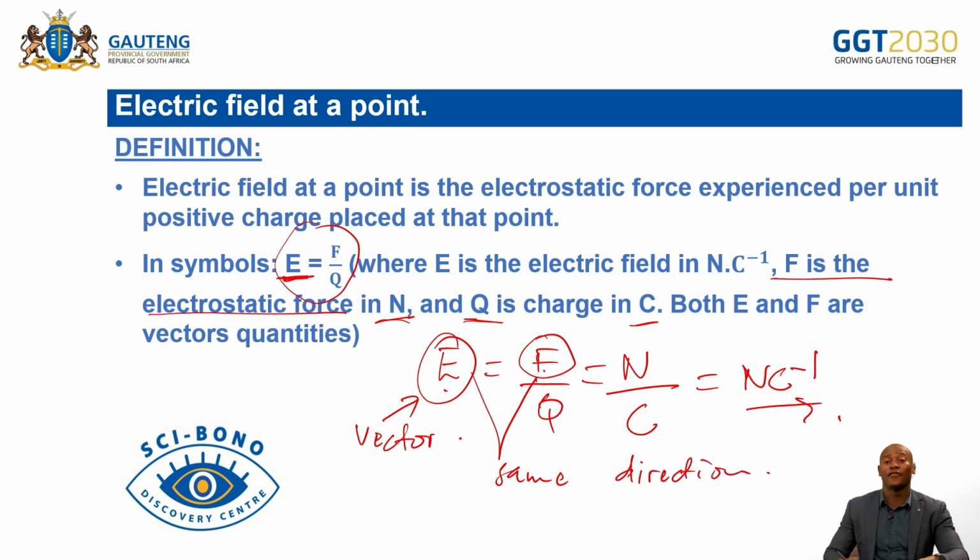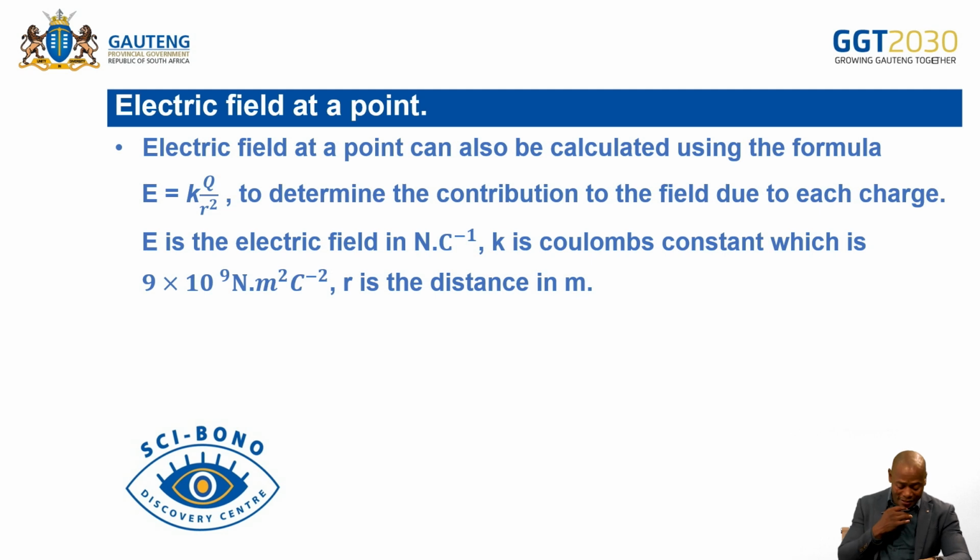If the direction of the force is to the left, the direction of the electric field at a point is also to the left. So E always takes the direction of F, because electric field is the electrostatic force experienced per unit positive charge placed at that point. If the direction of F is east, the direction of E is also east.